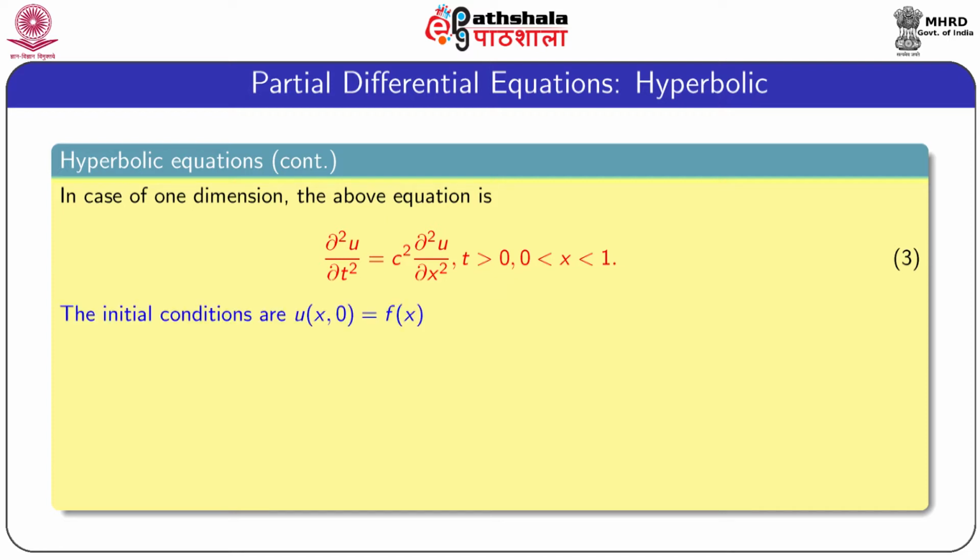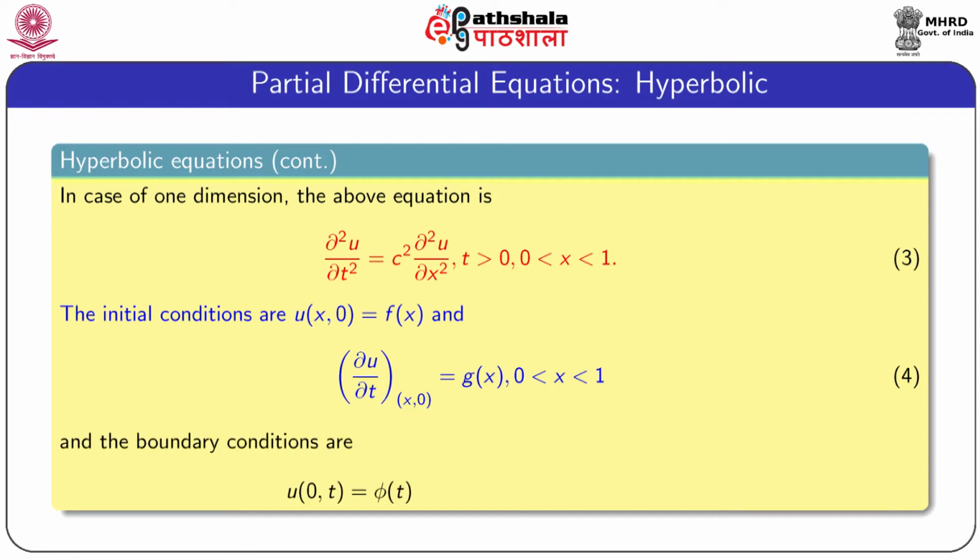The initial conditions are u(x, 0) equal to f(x), and the first derivative del u del t at t equal to 0 equal to g(x), where x lies between 0 and 1. The boundary conditions are u(0, t) equal to phi(t) and u(1, t) equal to psi(t), where t is greater than or equal to 0. So phi(t) and psi(t) are the given functions, and this represents the boundary conditions.